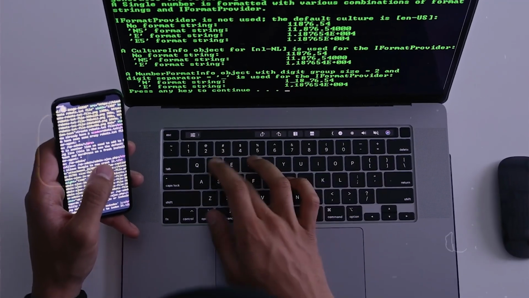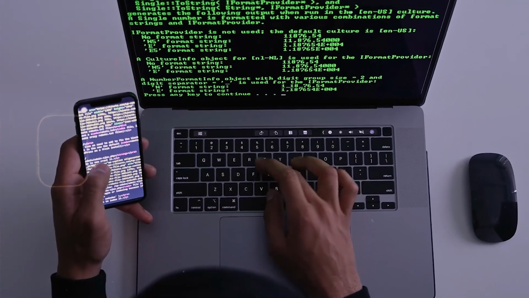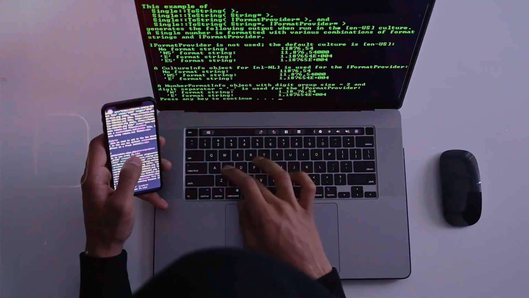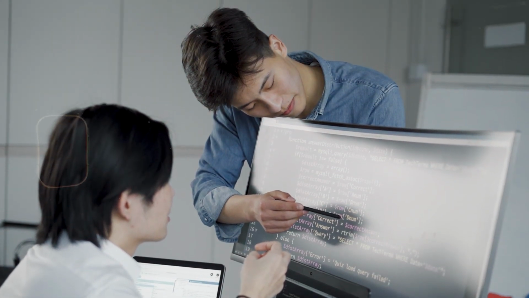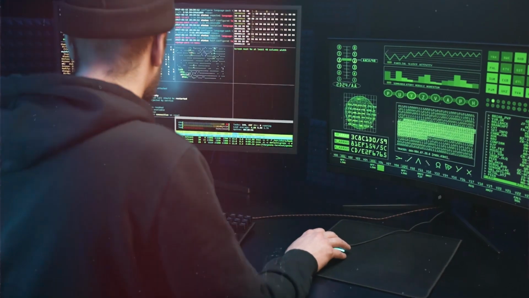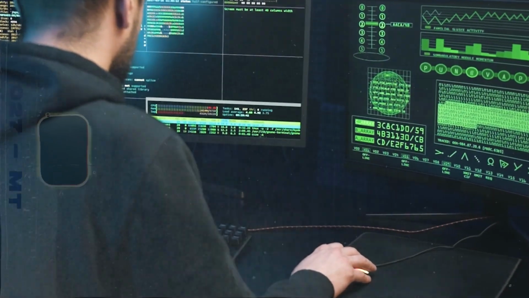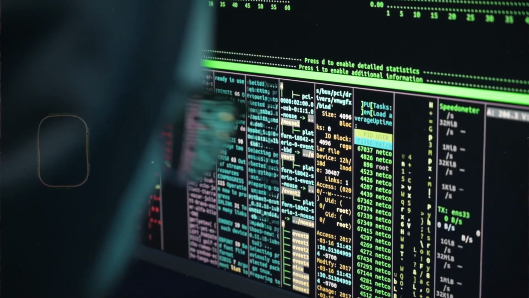Mistake number three, not staying updated on current threats and events. So cybersecurity is a rapidly evolving field. Failing to stay informed about the latest threats, vulnerabilities and security incidents can make it difficult to effectively discuss and address these issues.